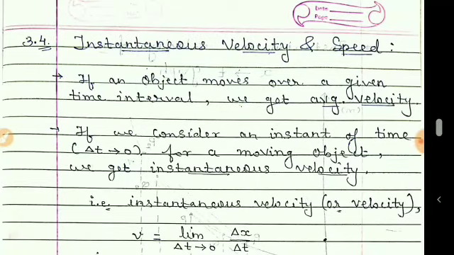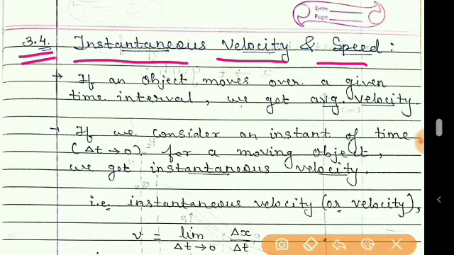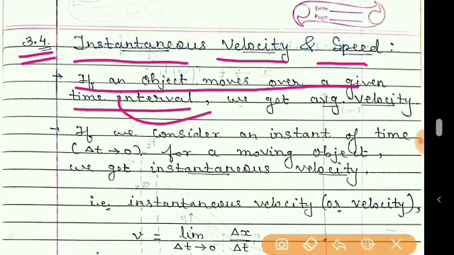Students, today we are going to start with topic number 3.4, Instantaneous Velocity and Speed. In our last lecture, we have studied about average velocity. Now we know that for average velocity, the time interval is large. So if the time interval is large, then the velocity obtained is average velocity. So here it is given that if an object moves over a given time interval, which means that time is a little large, we get average velocity.